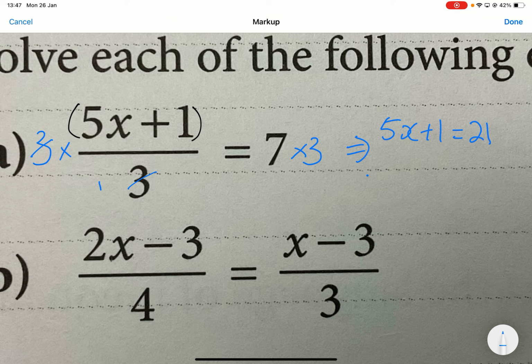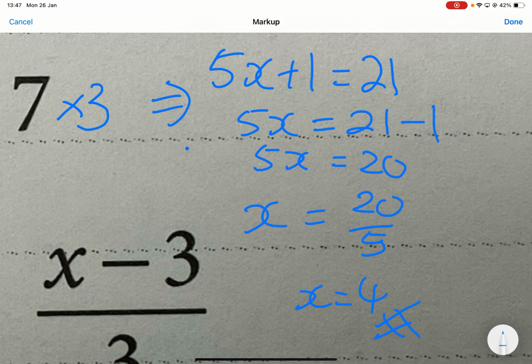Then, my final answer is x. So I must first remove my plus 1. My plus 1 go the other side, become minus 1. 5x equals to 20. X equals to 20 divided by 5. X equals to 4. Can everyone get x equals to 4? Ari, are you able to get x equals to 4? Yes, x equals to 4.